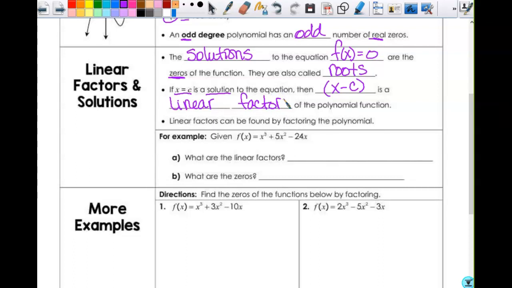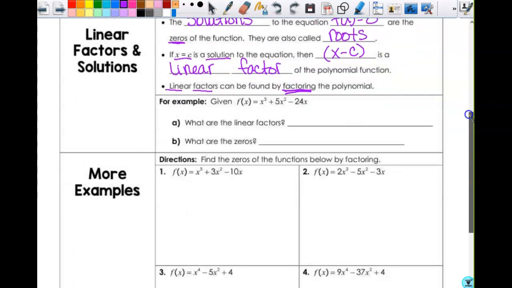So how do we find linear factors? Well, linear factors can be found by factoring the polynomial, right? There are a lot of ways to find your solutions. If you've got a quadratic, you could use the quadratic formula. You've got other things besides factoring, but the linear factors, you find them by factoring, and just make sure when you're told to factor something that that's what you're actually doing and not some other method, okay?